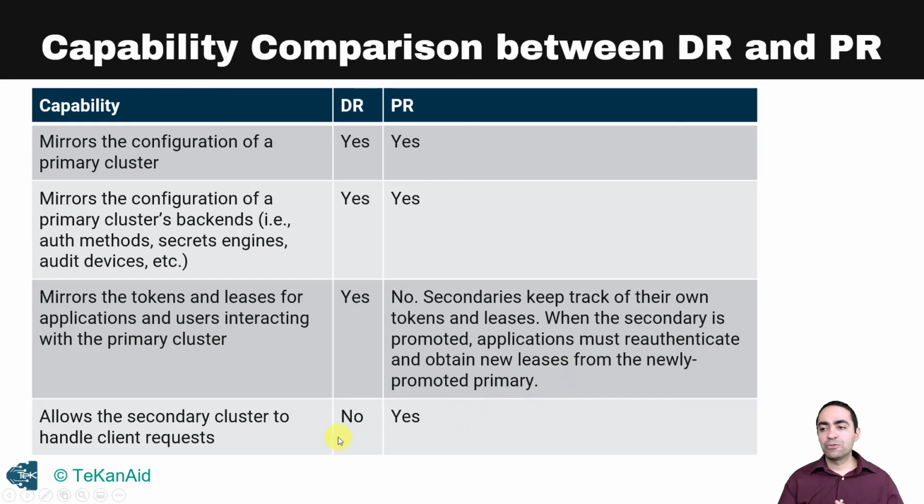Finally, for DR, does it allow the secondary cluster to handle client requests? That's no. It's a warm standby. The application can't really interact with DR. Whereas with PR, it is an active cluster that the application or human users can interact with. So that's all I wanted you to take from PR and DR. That's pretty much what you need for the exam.